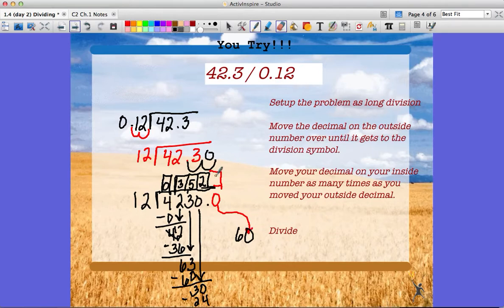12 goes into 60 5 times. 5 times 12 is 60. 60 minus 60 is 0. And don't forget to bring that decimal straight up. So my answer should have been 352.5. Remember, just because we had that leftover 6 doesn't mean we put remainder 6. We keep dividing until we get our solid answer.